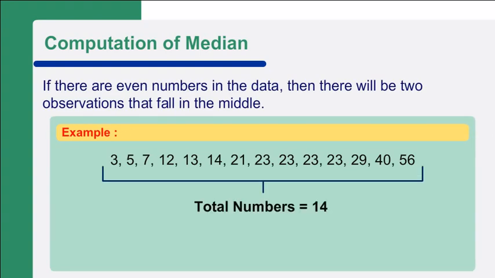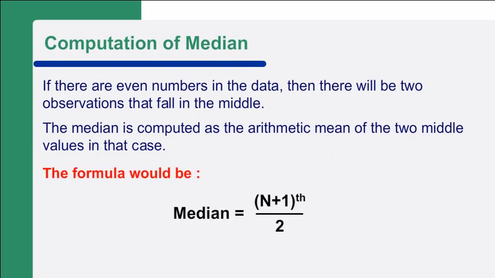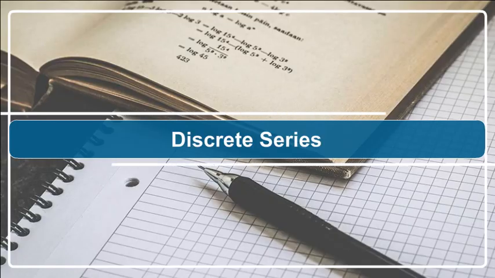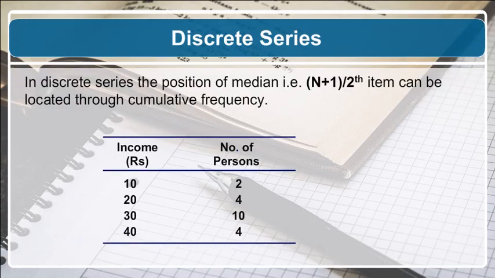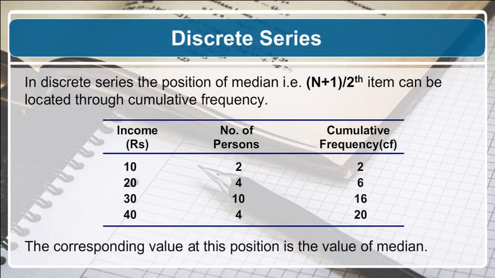If there are even numbers in the data, then there will be two observations that fall in the middle. The median is computed as the arithmetic mean of the two middle values in that case. The formula would be median is equal to (n plus 1) upon 2th item. Discrete series. In discrete series, the position of median, that is (n plus 1) by 2th item, can be located through cumulative frequency. The corresponding value at this position is the value of median.